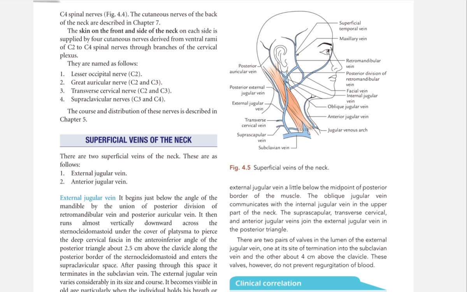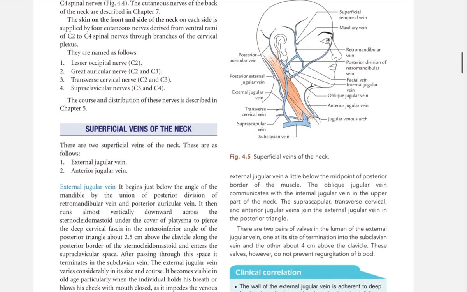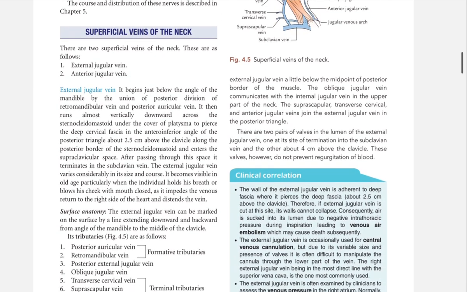The skin of the front and side of the neck on each side is supplied by four cutaneous nerves derived from ventral rami of C2 to C4 spinal nerves through branches of cervical plexus. They are named as follows: lesser occipital nerve, greater auricular nerve C2 C3, transverse cervical nerve C2 C3, supraclavicular nerve C3 C4.